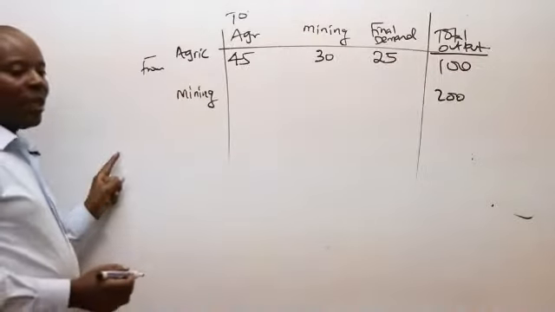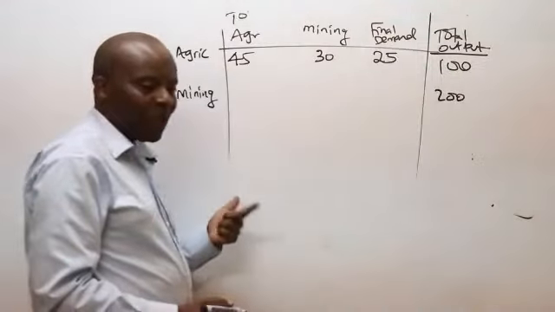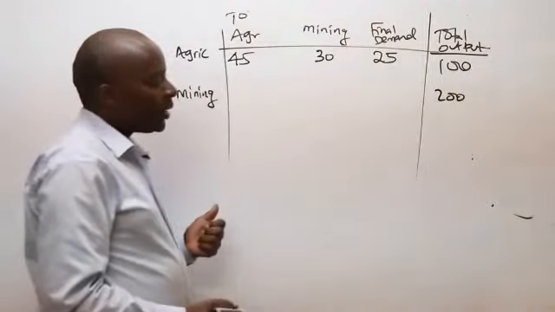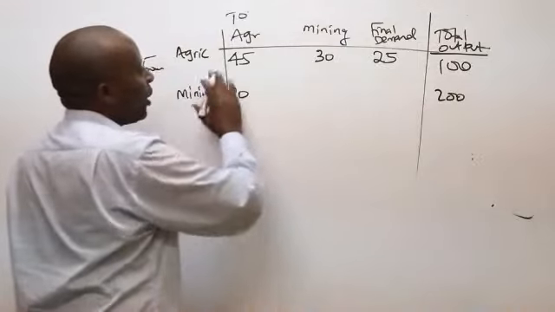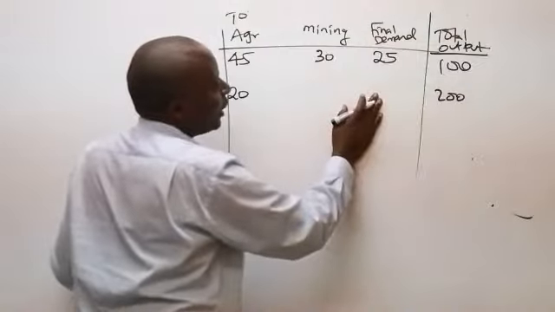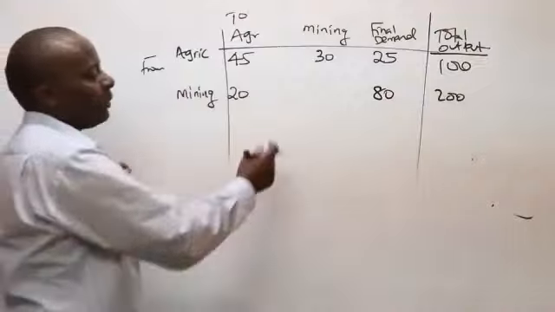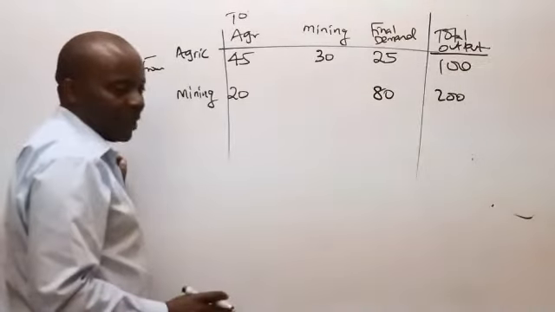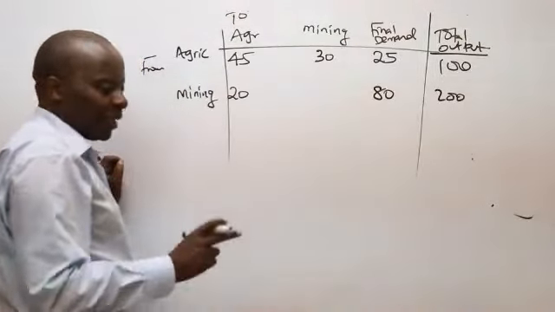Now mining ikapeleka pia vitu kidogo katika agriculture, for example, in form of fertilizers. We need limestone when making fertilizers, right? So mining sent, for example, 20 to agriculture. Mining for final consumption, perhaps 80. So kumaanisha, mining libaki ngapi hapa? Somebody, mining alone. The balancing figure for mining. Thank you very much.